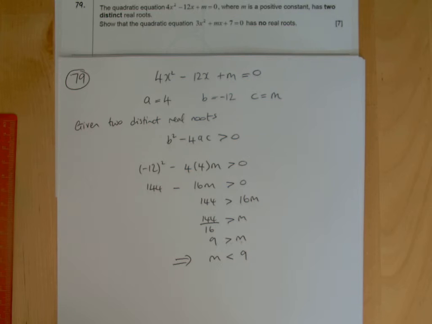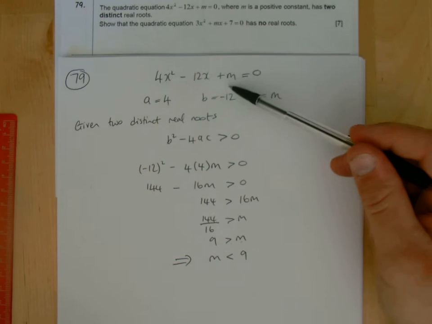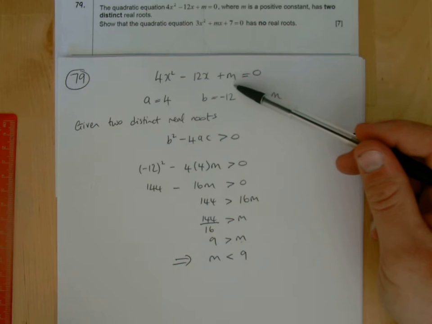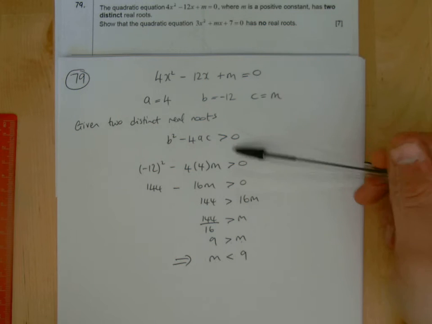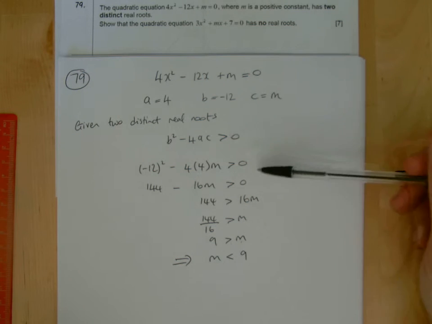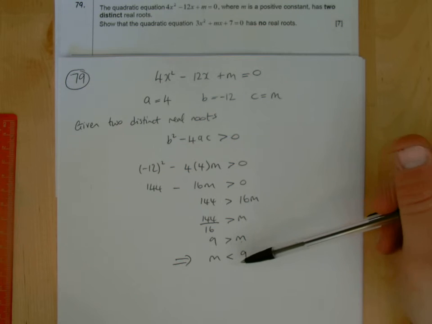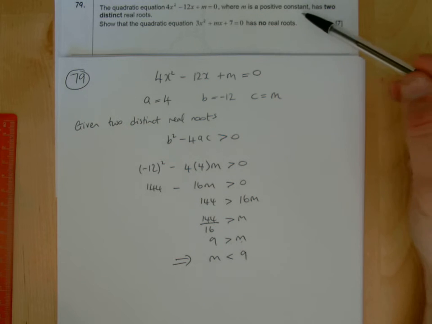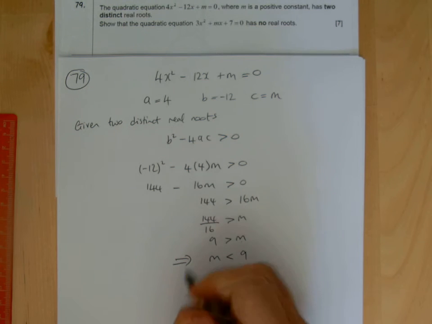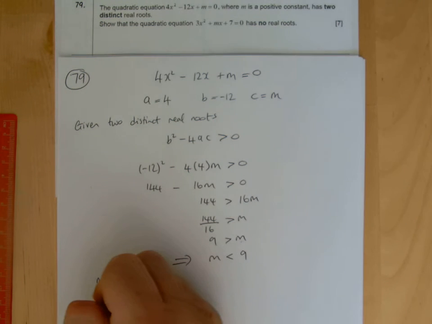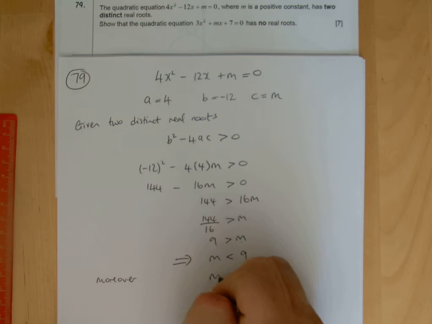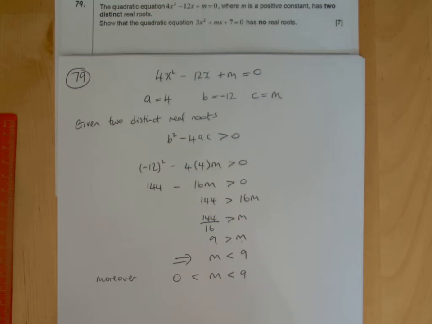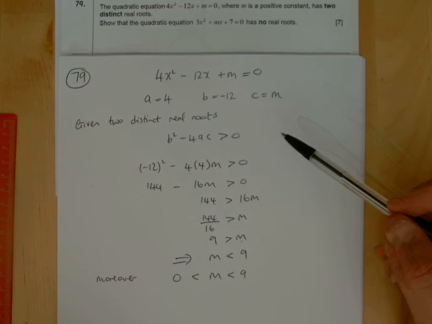Okay, so m has got to be less than 9. Quite simple as that, right? Because we're told that this has got two distinct real roots, so that discriminant holds where it's greater than 0. So that means that m will be less than 9. Also, note m is positive, right? Constant. So, moreover, m is less than 9, but it's also greater than 0 as well. So it's kind of interesting to note that there, because it's positive.